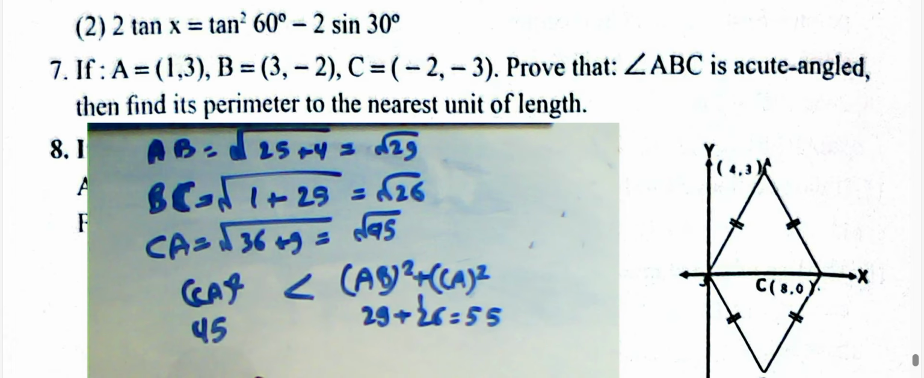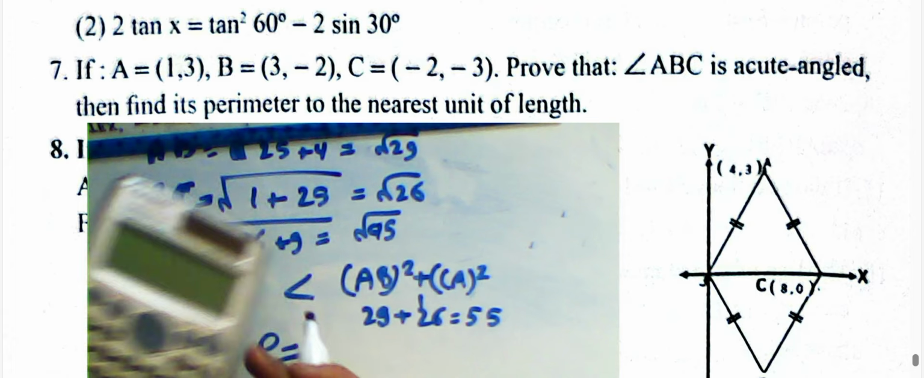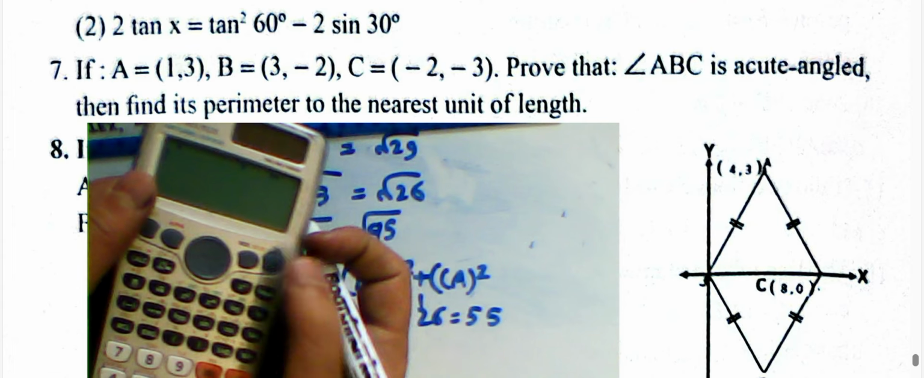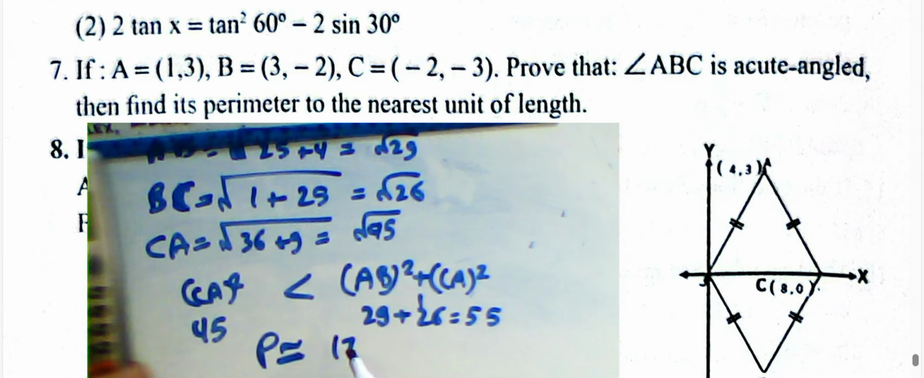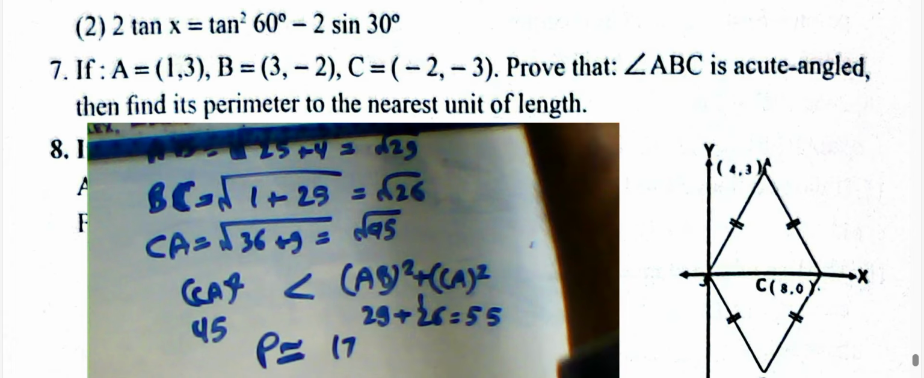Then we can find the perimeter of this triangle. Here we have to collect together the first, second and third sides. Use a calculator and then approximate to the nearest unit. Okay, we can write the square root of 29, and the square root of 26, and the square root of 45. Then the result will be 17, approximating to the nearest unit.